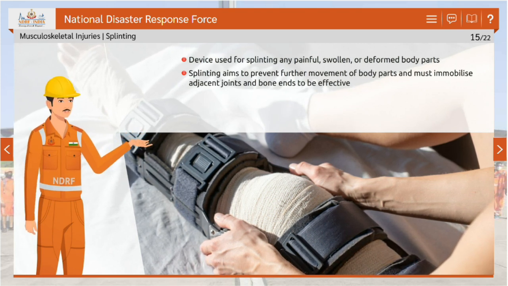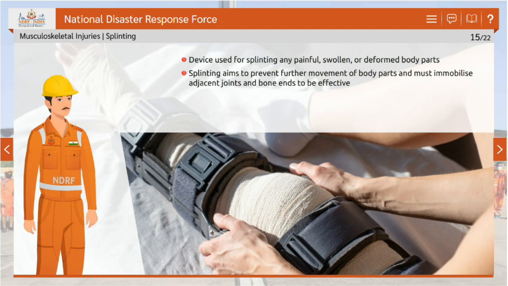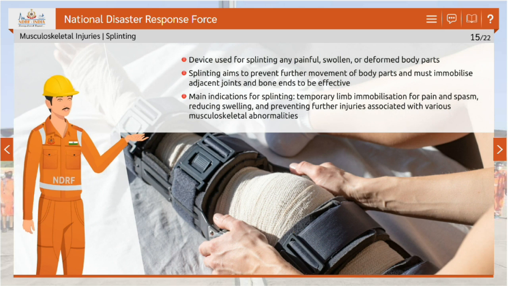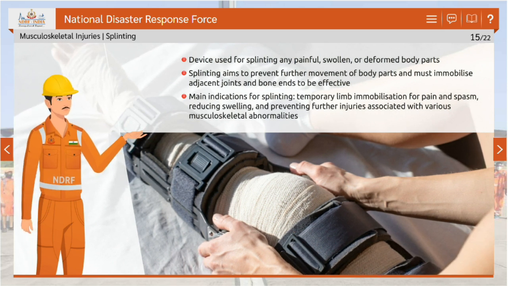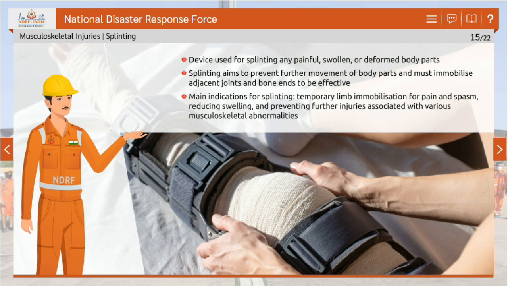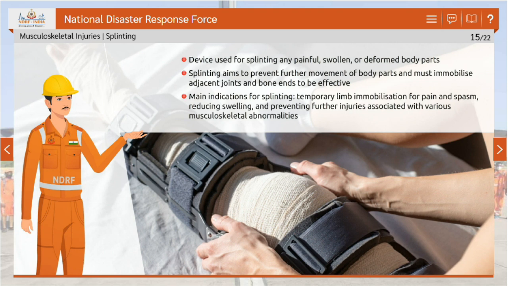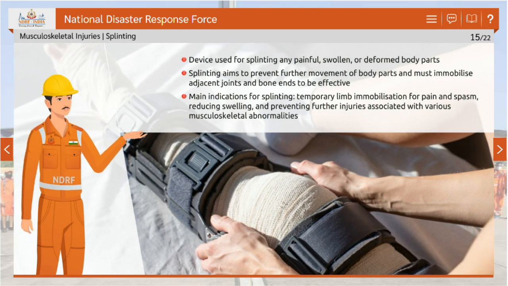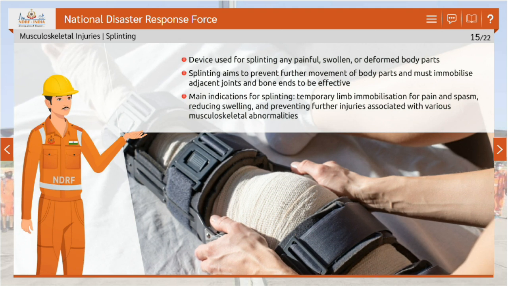Splinting techniques are used to treat musculoskeletal system abnormalities. The main indications for splinting are to temporarily immobilize a limb for pain and spasm, to decrease swelling, and to minimize further potential soft tissue or neurovascular injuries associated with contusions, sprains, lacerations, fractures, dislocations, or painful joints due to inflammatory disorders. Let us now explore the reasons for splinting.